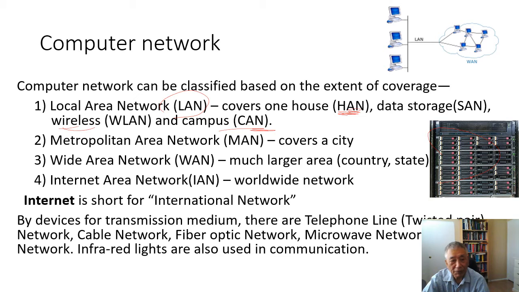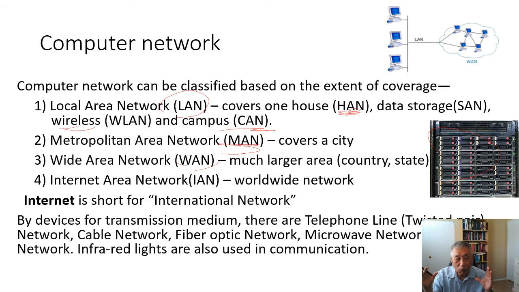On the other hand, if you want to make it bigger, covering a city and all in one family, that is called the Metropolitan Area Network, or MAN. And then wide area network. This is a more general term. Some people classify only LAN and WAN, and anything up to MAN they usually call a LAN, and then WAN and the internet is called WAN. So wide area, like a whole country or a state within America, a much larger area.